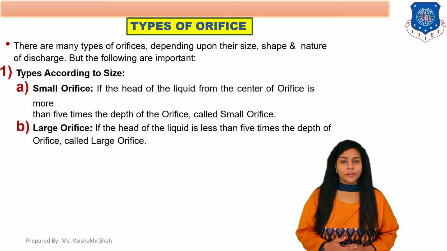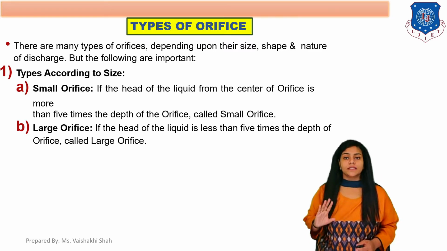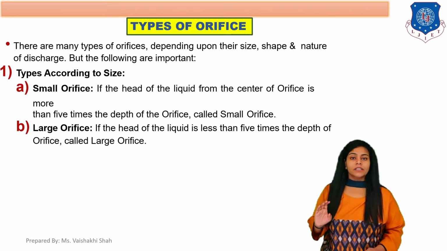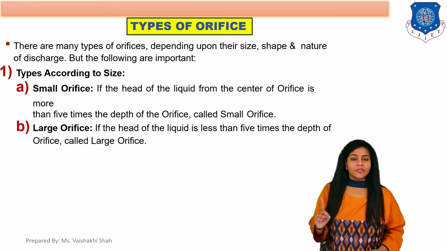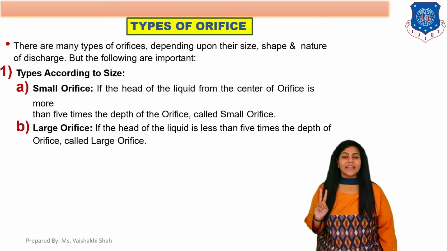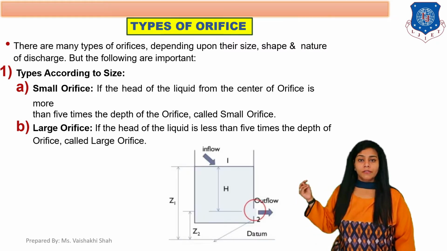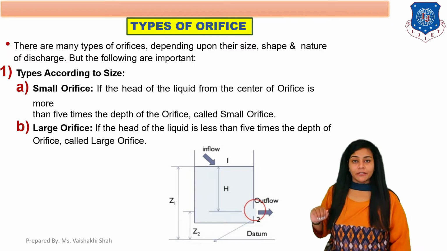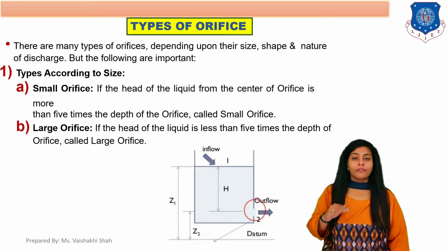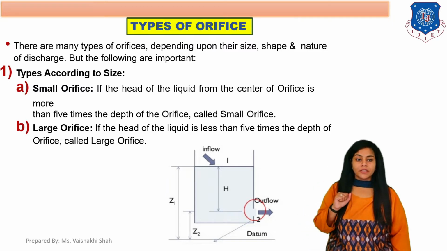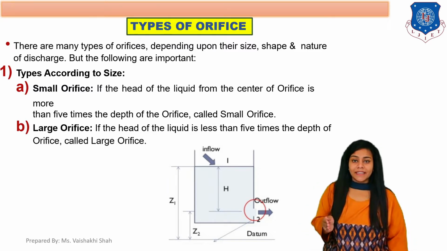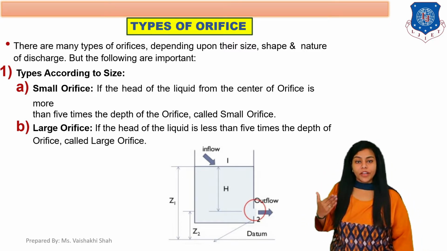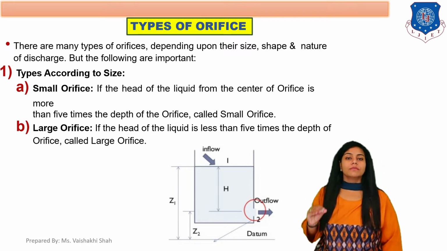The first type of orifice is according to size. There are two types of orifice: first is small orifice and second is large orifice. First, the definition of small orifice. If the head of the liquid from the center of the orifice is more than 5 times the depth of the orifice, then it is called a small orifice.